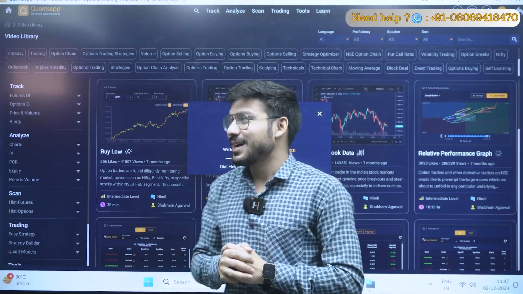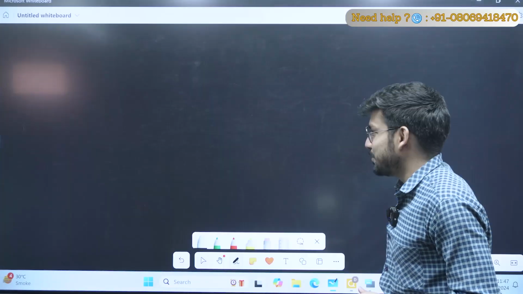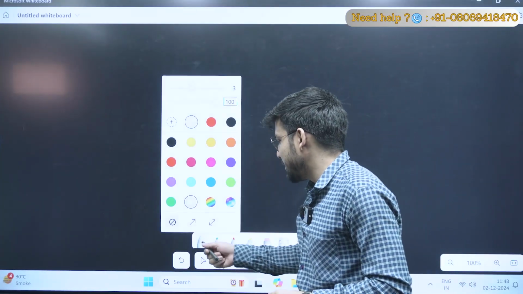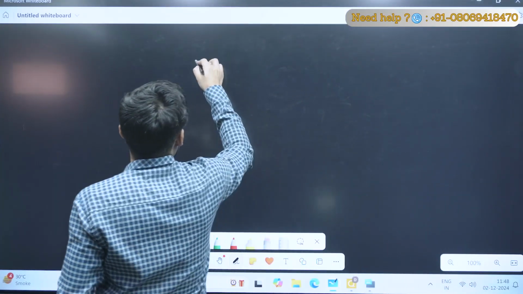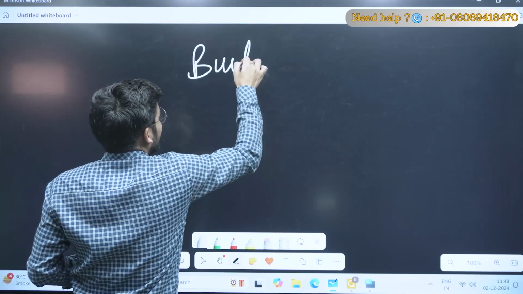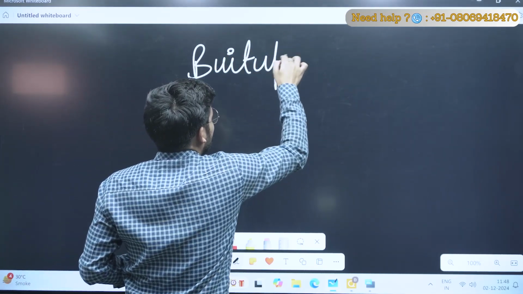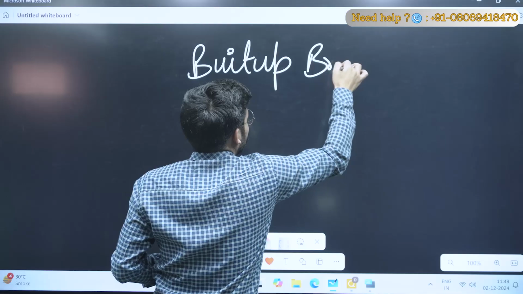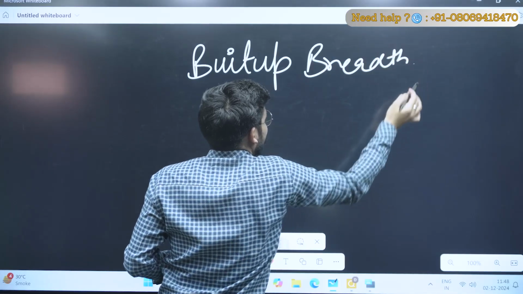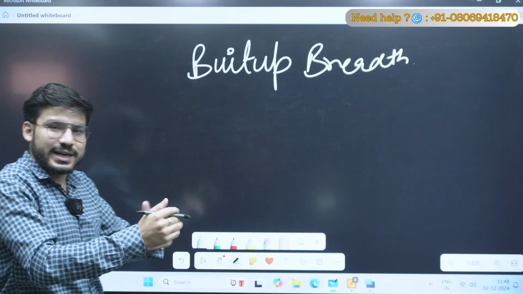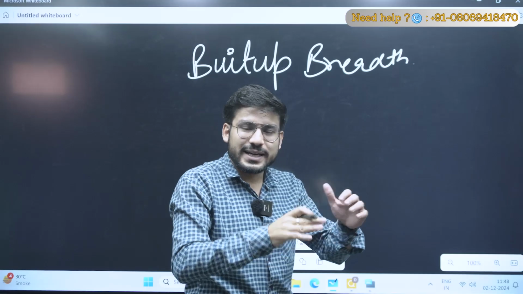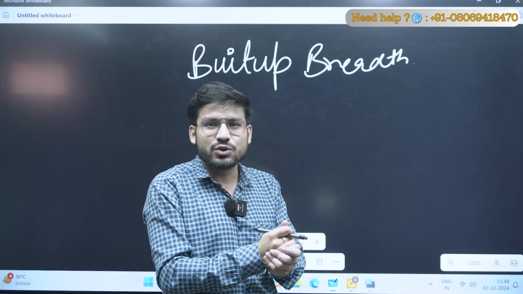Let's start today's topic. The topic for today is built-up breadth. Usually it helps us to determine the market sentiment. What are the sentiments of the market currently? If the market is in bullish sentiment, or neutral sentiment, or bearish sentiment, you will get to know that.